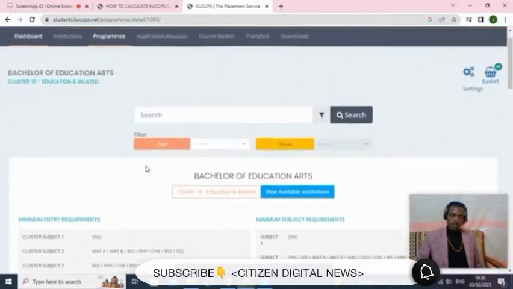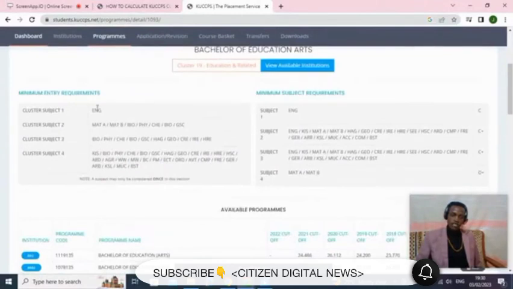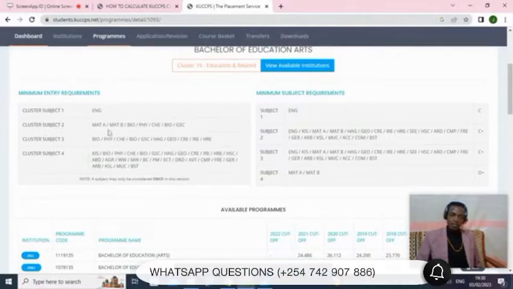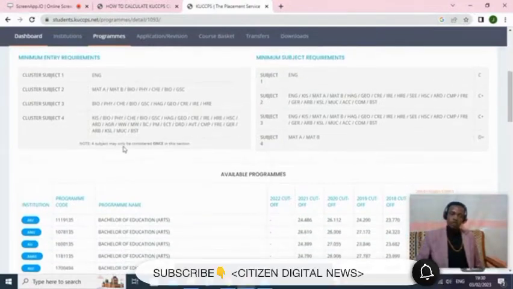Therefore, to calculate cluster subject for these 4 combinations. For example, here, in cluster subject 1, English is a must, and in cluster subject 2, maths or either one of the sciences which you performed very well should be included. If you include the same science in cluster subject 3, then cluster subject 2 maths remains to be applied there, and under cluster subject 4 you can apply any other subject which you performed better.